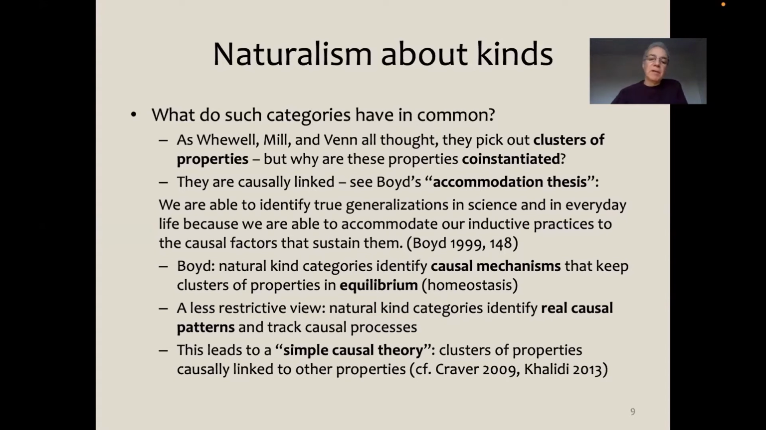So instead of the HPC theory, I would argue for a simple causal theory of kinds, according to which natural kinds are clusters of properties that are causally linked to other properties, not necessarily by way of these mechanisms that keep the properties in equilibrium. And I'm following here some other philosophers of science, particularly Carl Craver, who introduced this idea of a simple causal theory, and I've also tried to elaborate it in some of my work.